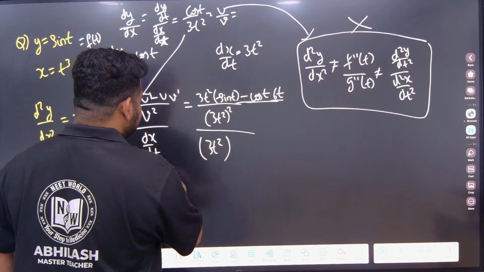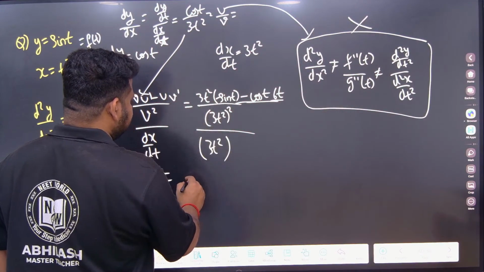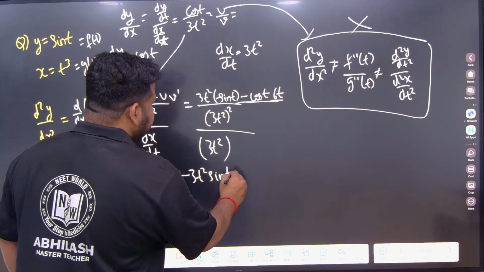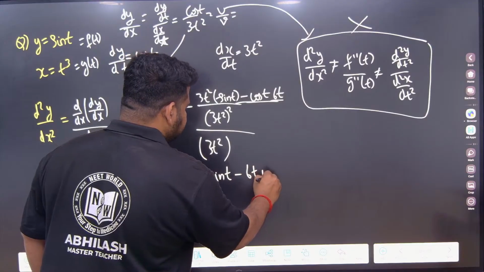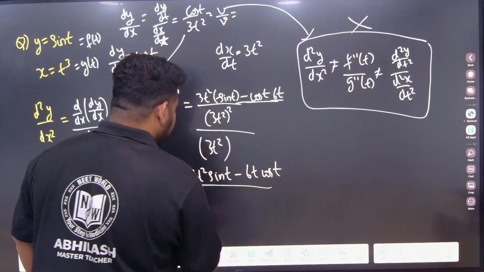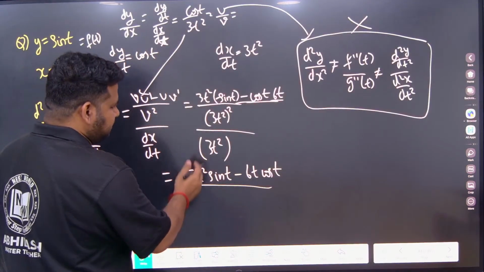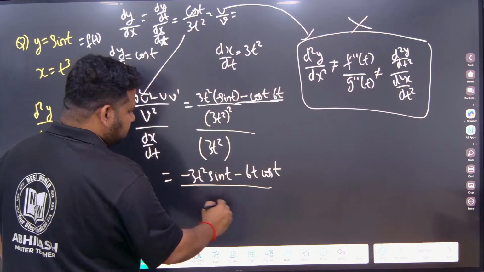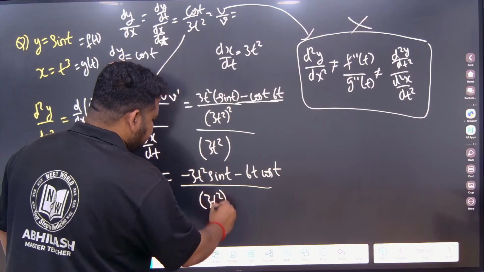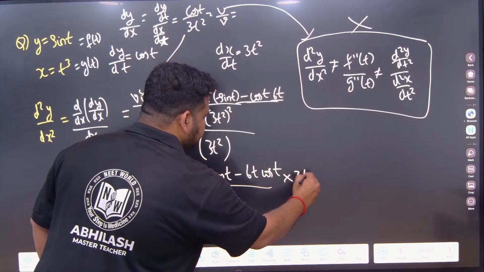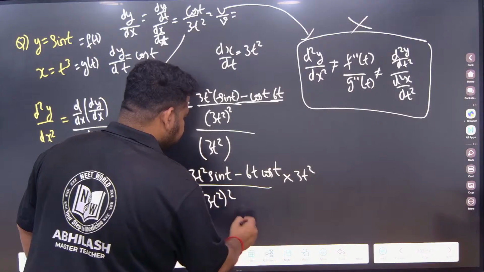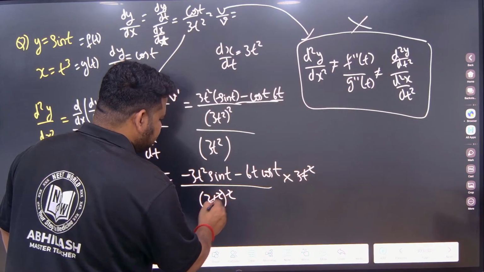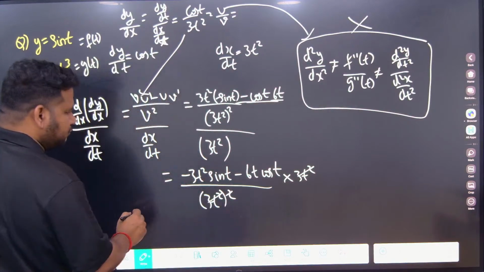Now what will this function become? 3t square minus sin t, that will become what? Minus 3t square into sin t minus 60 into cos t, divided by what we are having? 3t square. This 3t square will go up. So 3t square whole square into what we are having? 3t square. So what will happen? This will cancel, we will be having only one 3t square.